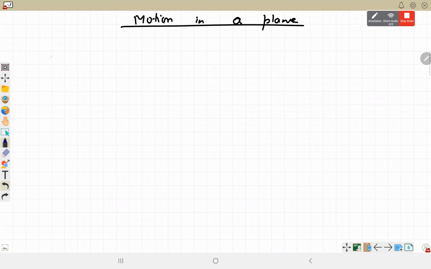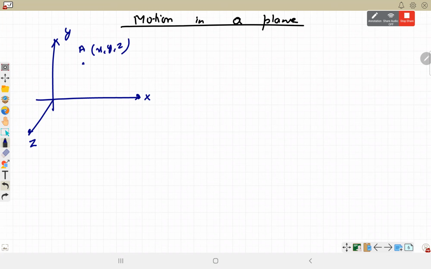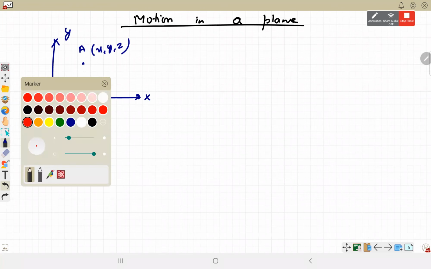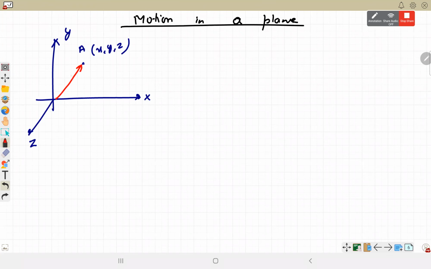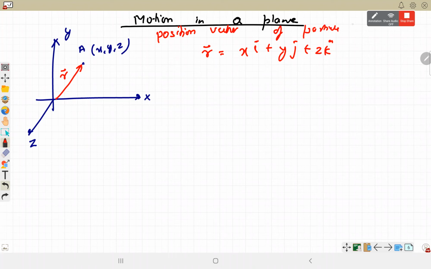When a body is moving in a plane or maybe in space, there will be 3 coordinates. In a plane, 2 coordinates. In space, 3 coordinates required. So if it is initially at a position of x, y, z, now the position cannot be represented by a coordinate. It has to be represented in terms of position vector xi plus yj plus z times k. This is the position vector of the particle, which is at point x, y, z.